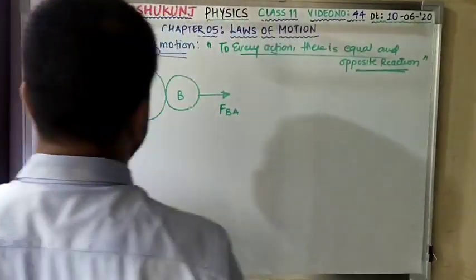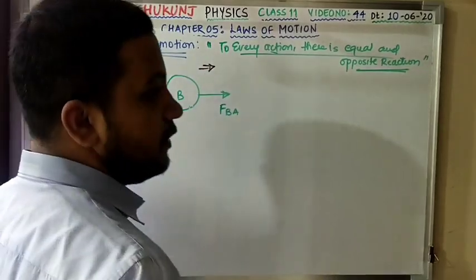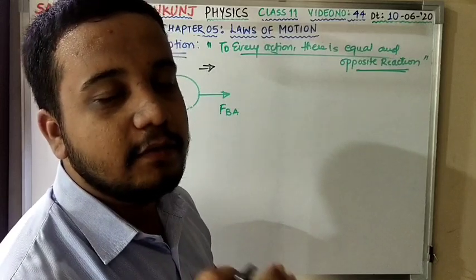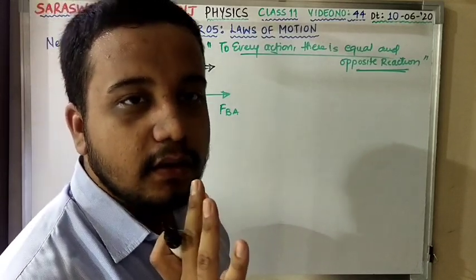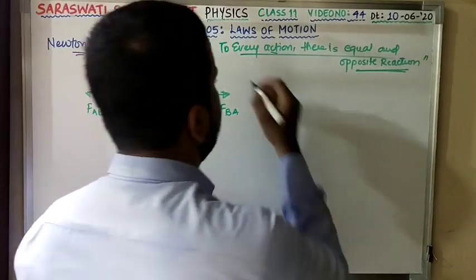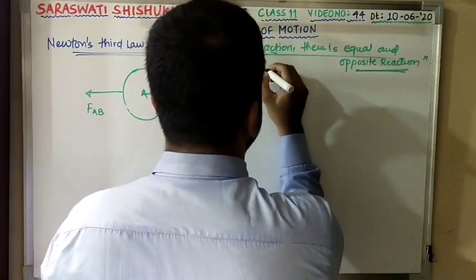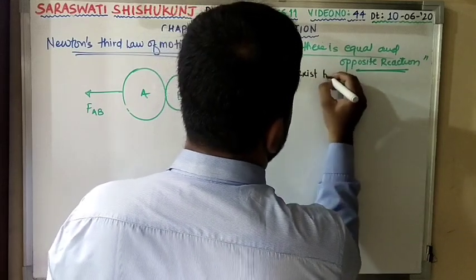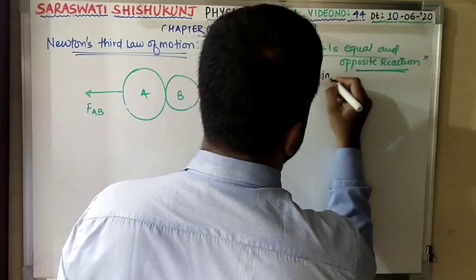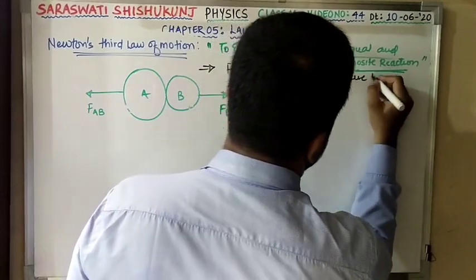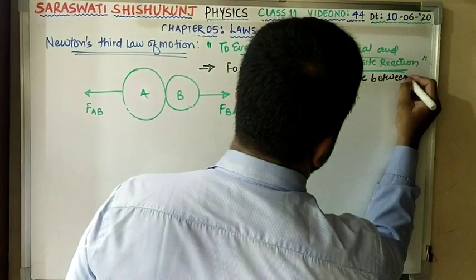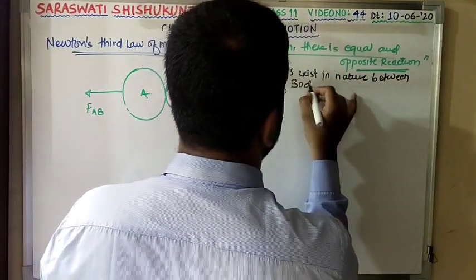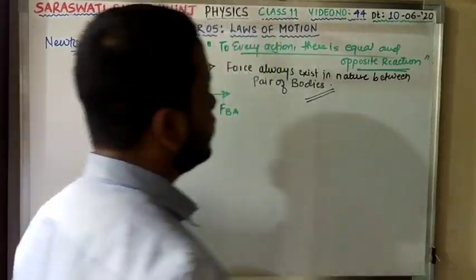So one thing is concluded here: force always exists in nature between a pair of bodies. So I can write one important conclusion: force always exists in nature between a pair of bodies.